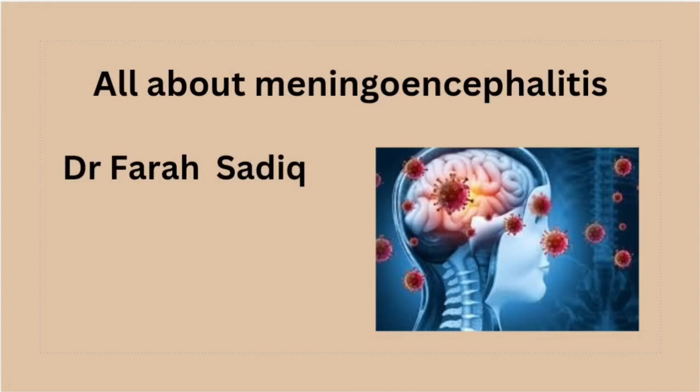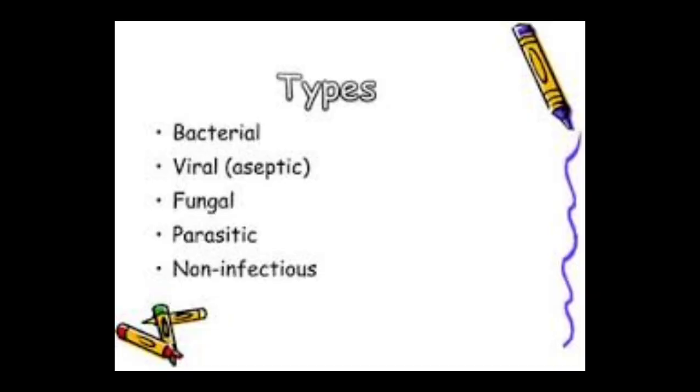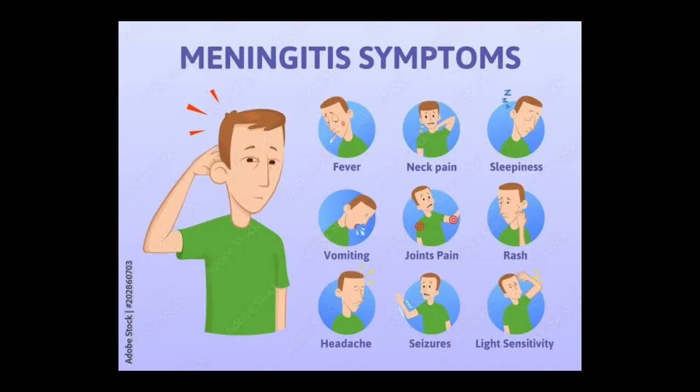Hi students, today we will discuss all important points about meningoencephalitis. So these are the types of meningoencephalitis: bacterial, viral, fungal, parasitic, but the most common are bacterial and viral.